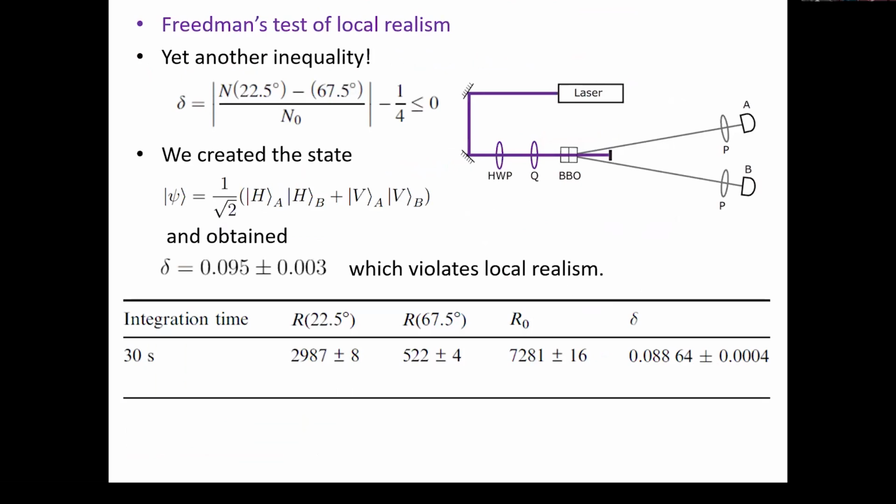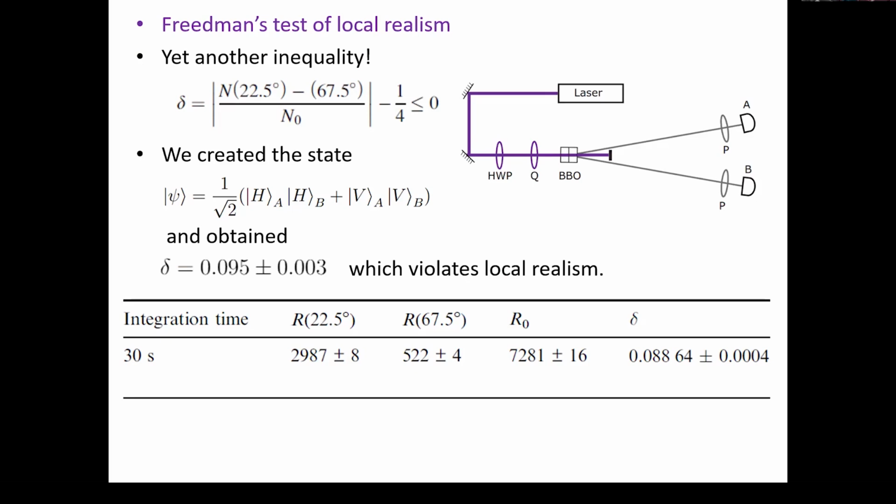Now, there are 3 kinds of tests that we perform. There are different versions of Bell's inequalities. The simplest version is Freedman's test. In Freedman's test one defines this parameter delta, which is defined in this fashion: the number of counts when these polarizers are at a mutual angle of 22.5 degrees minus the number of counts when these polarizers are at a mutual angle of 67.5 degrees, divided by the total number of counts.